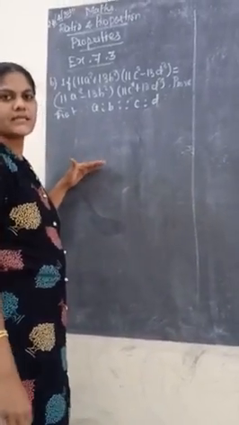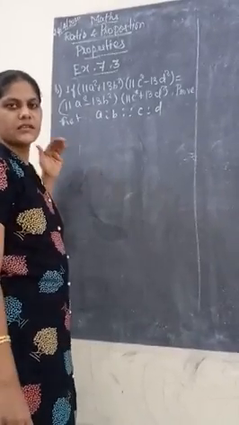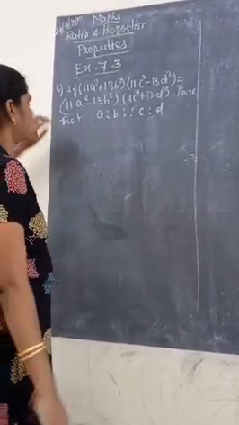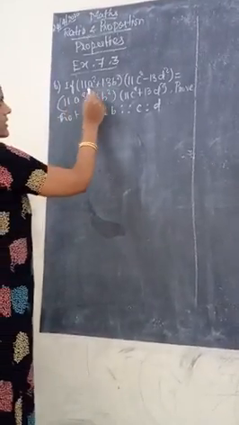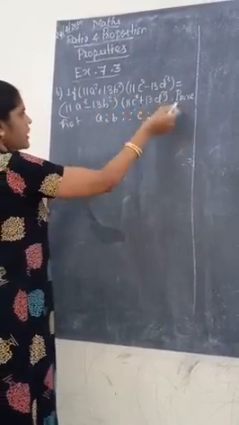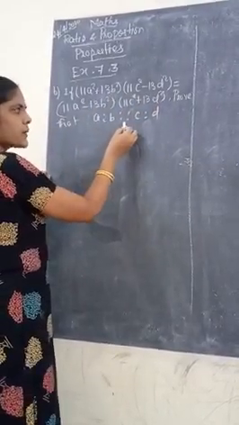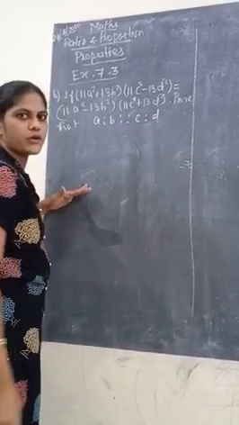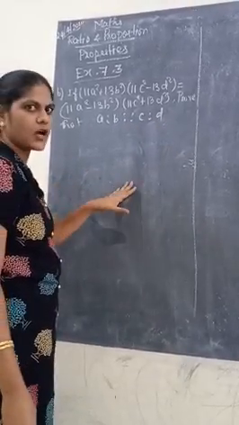Already we have completed exercise 7.3 up to the 5th sum. This is the continuation from the 6th. Listen, if (11a² + 13b²)/(11a² − 13b²) is equal to (11c² + 13d²)/(11c² − 13d²), prove that a is to b proportion c is to d. What we are going to prove here is a/b = c/d are in proportion.